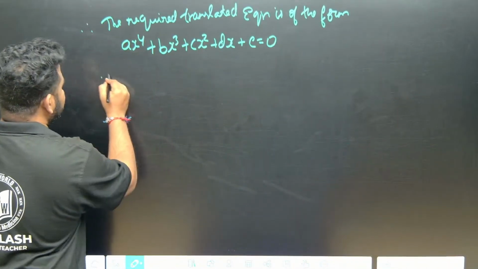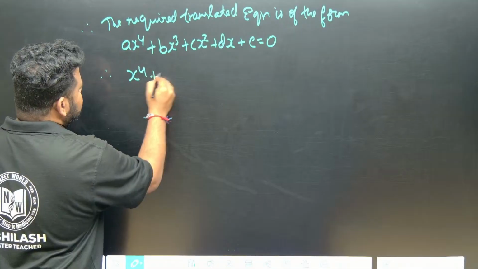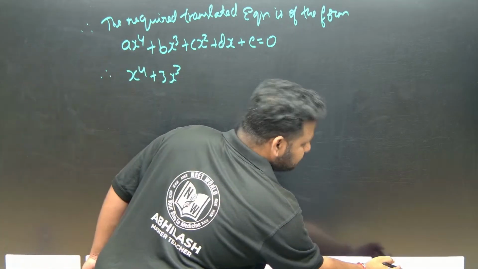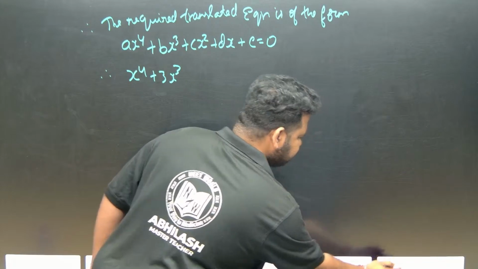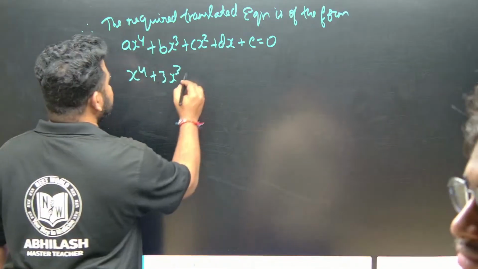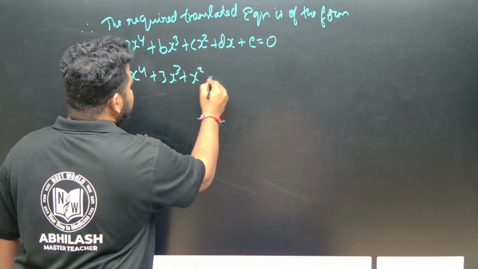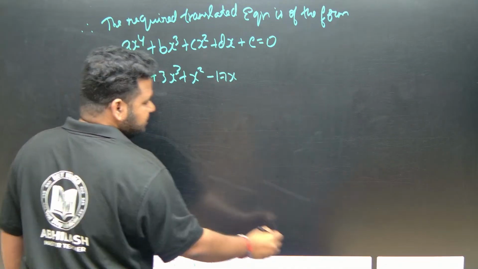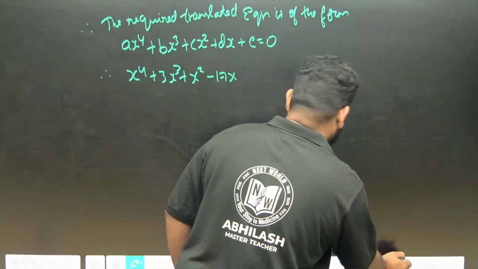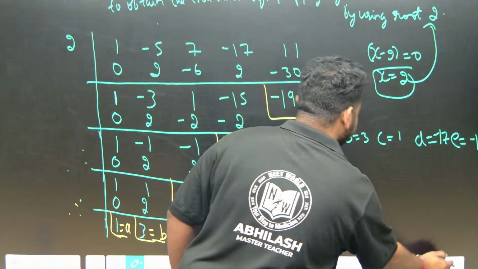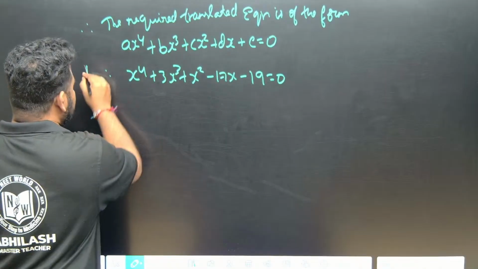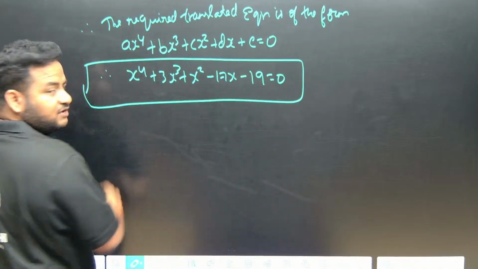So therefore 3x cube, okay, and c we got the value as 1 and d as minus 17x, plus e we got the value as minus 19. Okay, minus 19 is equal to 0. Okay, this is the answer we have to get. Okay, this is the final answer.